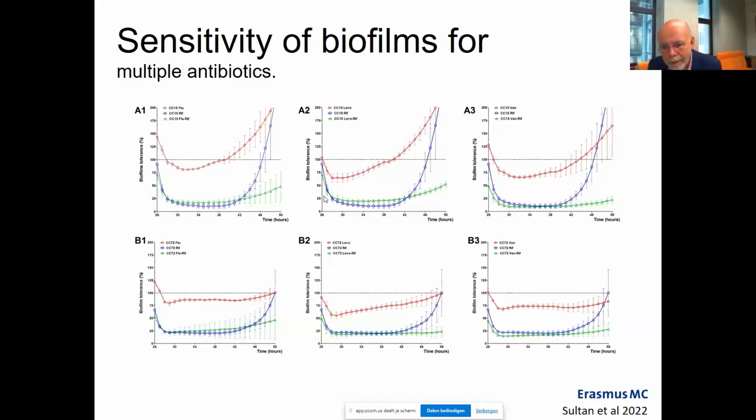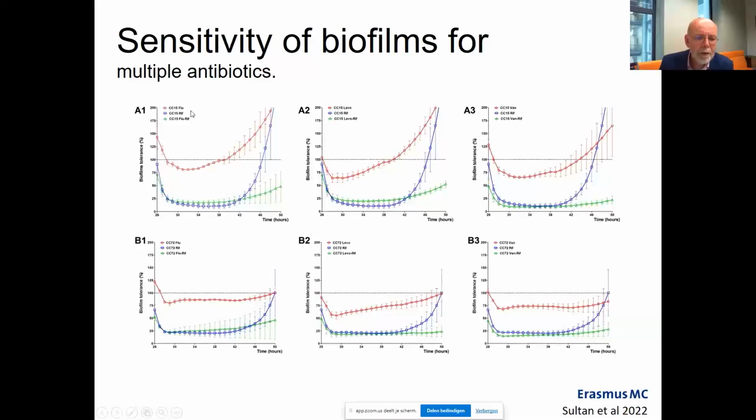I don't want to end this story with just bad news. We started combining the antibiotics, and here are 2 examples of 2 strains.